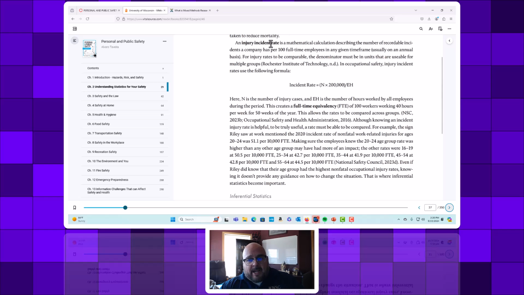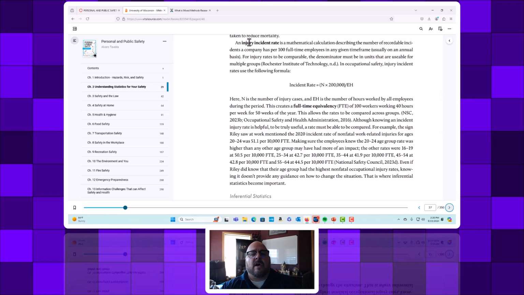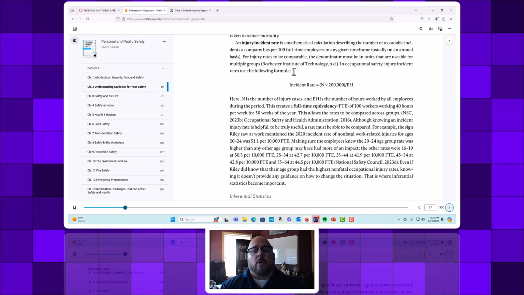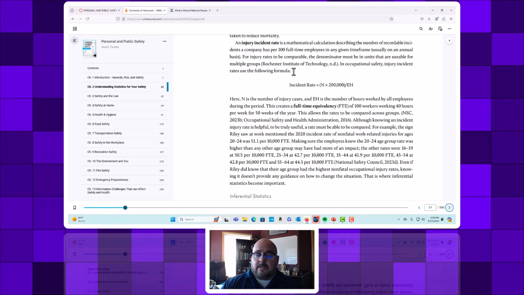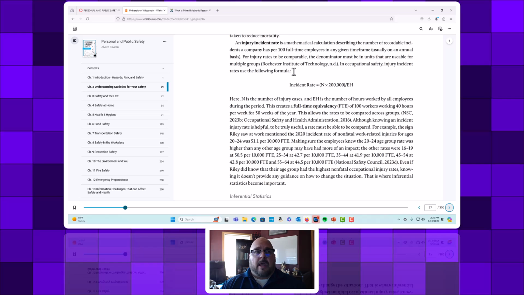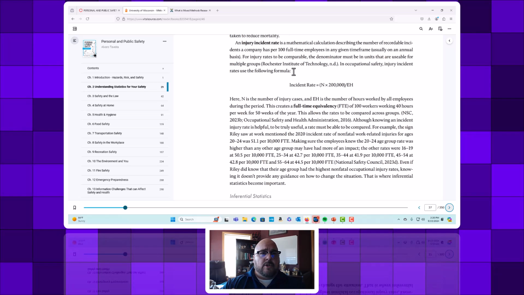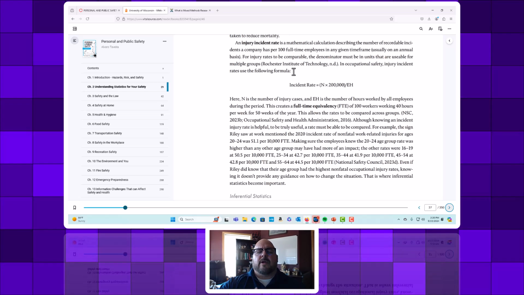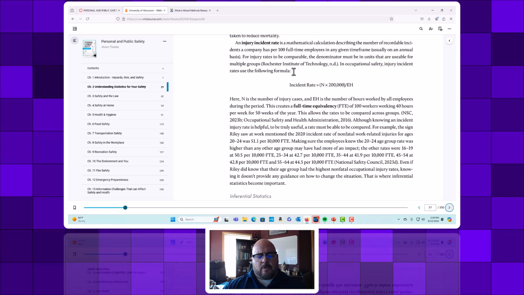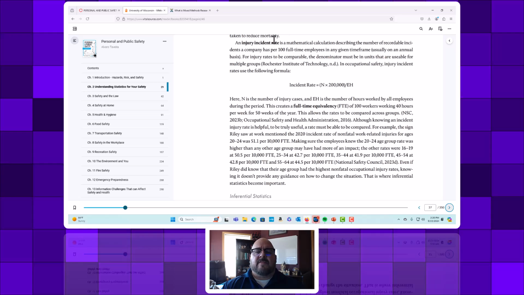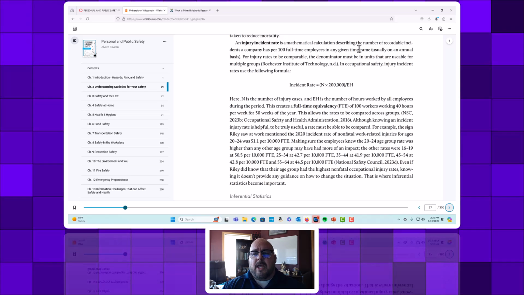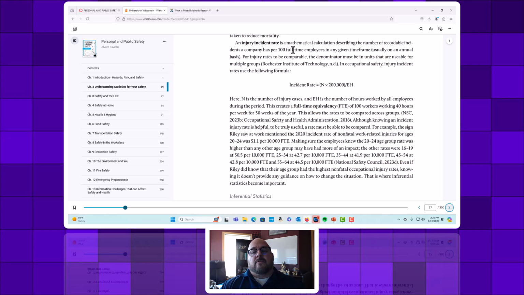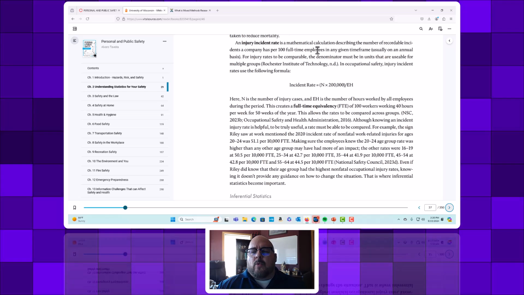Injury incident rate. I'm glad that the author used this because the proper term is injury or illness incidence rate. Incidence rate is actually a public health term. It's the number of new disease cases, the proliferation of disease through a population over a period of time. But here it's the number of injuries that are incurred. It's actually the OSHA recordable injuries and illnesses per 100 full-time employees, which is FTE.